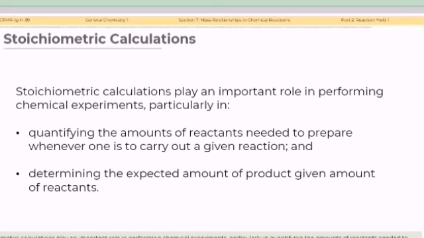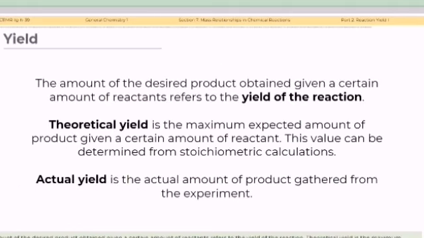Stoichiometric calculations play an important role in performing chemical experiments, particularly in quantifying the amounts of reactant needed whenever one is to carry out a given reaction, and determining the expected amount of product given the amount of reactants. The amount of the desired product obtained given a certain amount of reactants is referred to as the yield of the reaction.